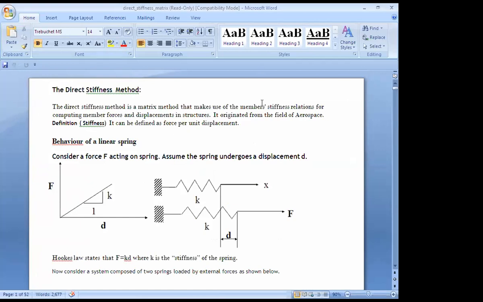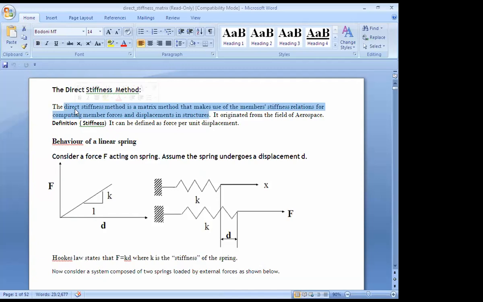So the direct stiffness method is a matrix method that makes use of member stiffness relations for computing member forces and the member displacements in structures. So it's a method that makes use of member stiffness relations in computing member forces and displacements in structures.